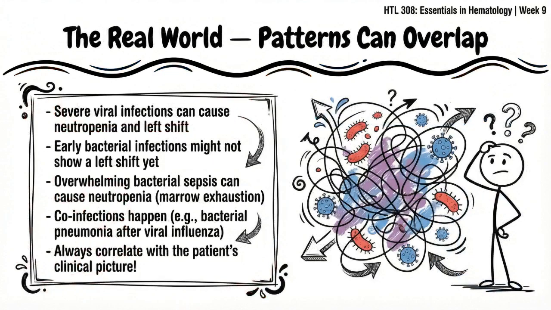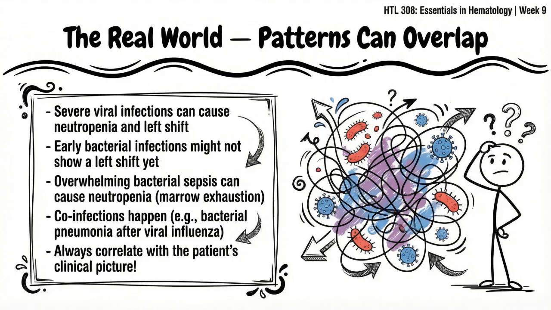Now, I have to give you the honest caveat, patterns are not always clean. The real world is messier than the textbook. While the previous slide gave us a nice, neat comparison, sometimes things get a little blurry. Early in a bacterial infection, you might actually see a relative lymphocytosis before the neutrophilia kicks in. Severe sepsis can paradoxically cause neutropenia if the marrow becomes exhausted.